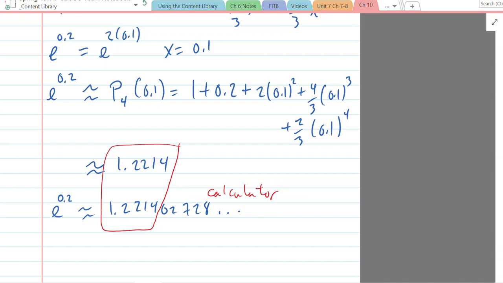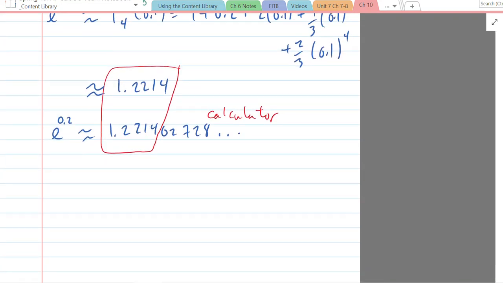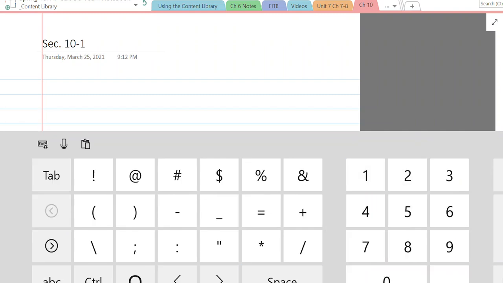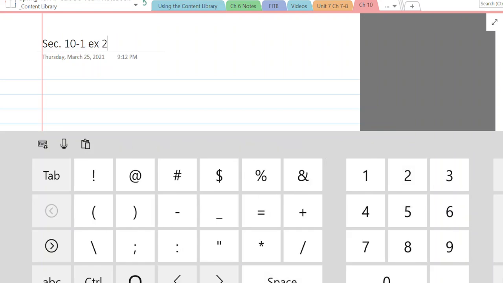All right, for our next trick, we're going to try something a little more interesting. It's not going to be centered at 0, it's going to be centered somewhere else. Example 2. This time we're going to find the polynomial. They won't tell you specifically, they'll just say find the polynomial.